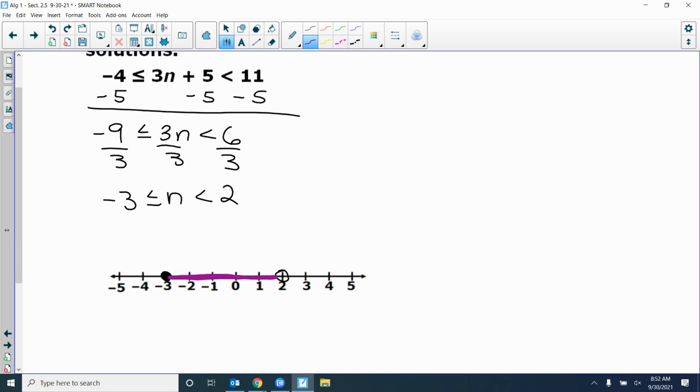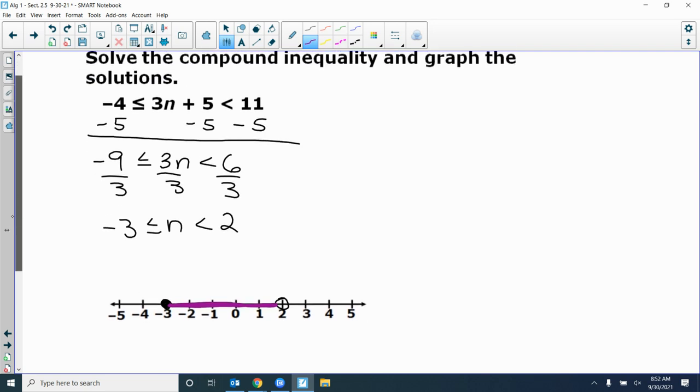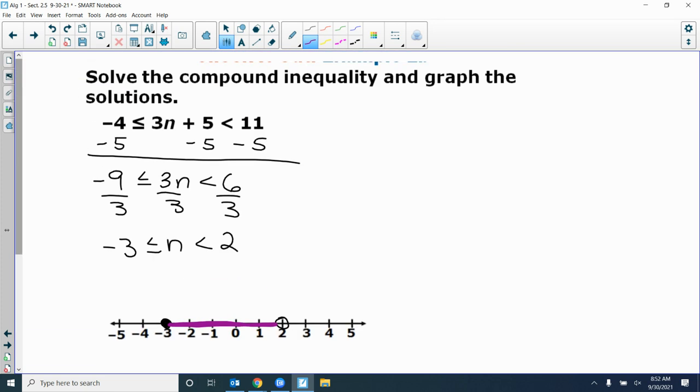How many actual answers are there, Maddie? Infinite. So I can only list like 0.2, 1.8, 1.97, -1.38. All those work. There's an infinite number. We don't want to list them all. That's too many. All right, so that's with the word and.